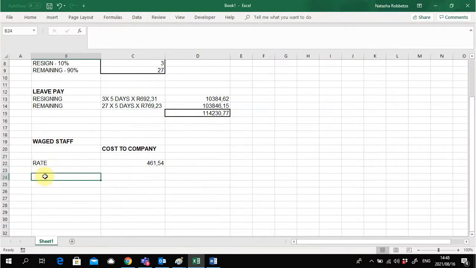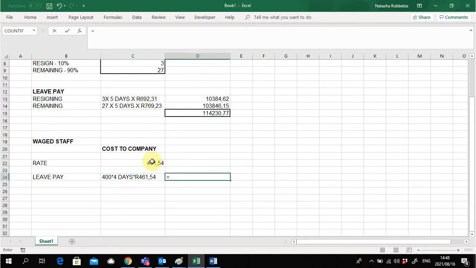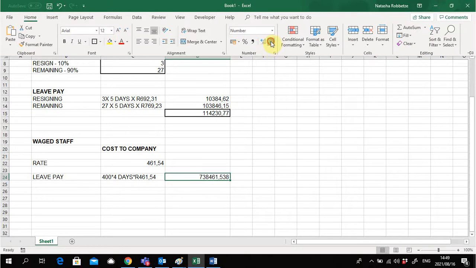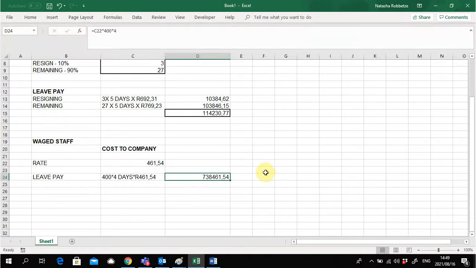So I'm going to say then my leave pay for these staff would be the 400 of them, which is the number of employees, times the 4 days, and we're going to have to times it by the rate 461.54. Times 400 times 4. And there we have our leave pay as it relates to the waged staff members.